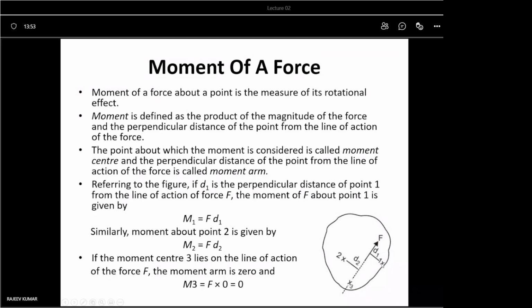The point about which the moment is considered is called the moment center, and the perpendicular distance of the point from the line of action is called the moment arm. So here d1 is there, and F d1 will come here. If you apply the force here, this will become d2, so F d2. If you are applying these moments but no rotation should be generated, then you have to find the resultant of these two moments and apply that one moment in the other direction. For example, opening a door: you are applying force on the tip of the door and you get rotation. Okay?